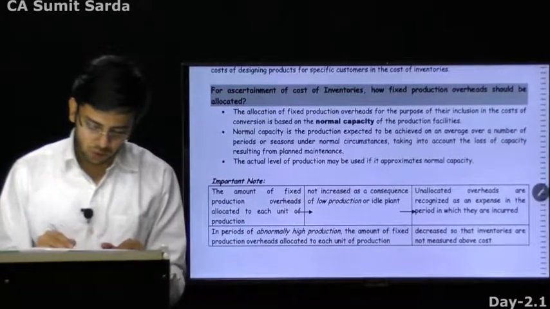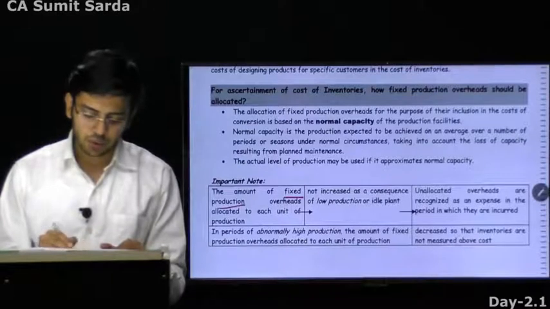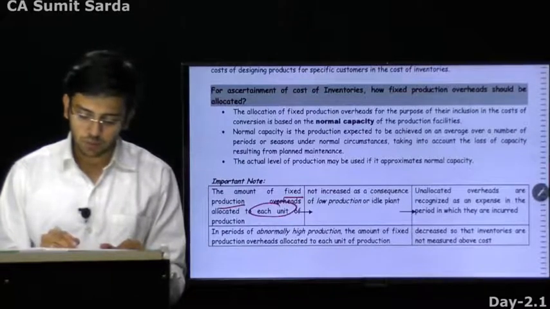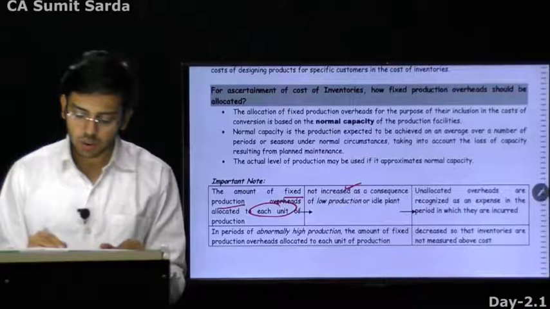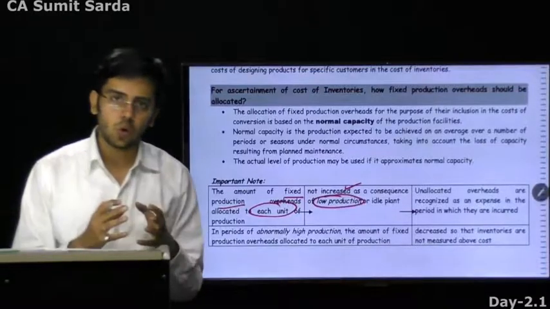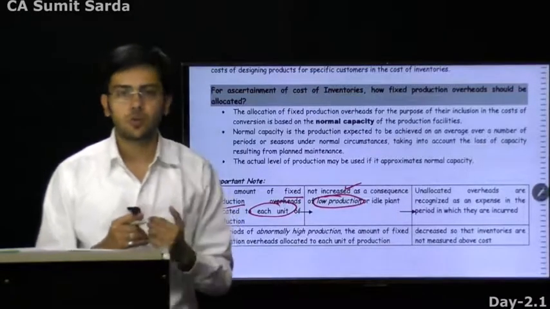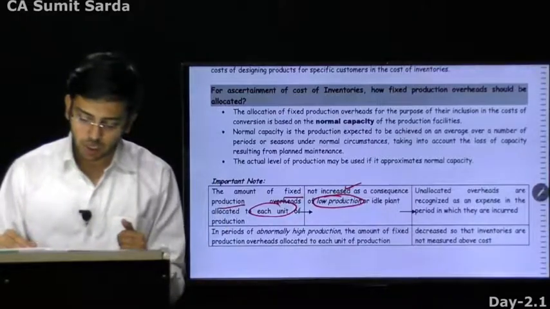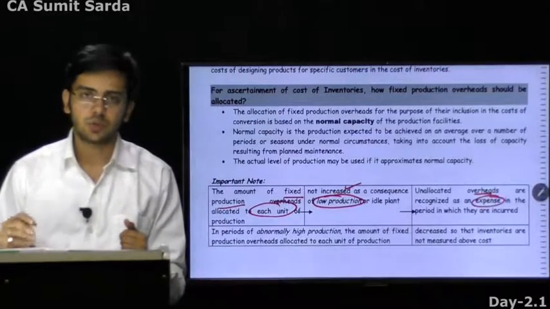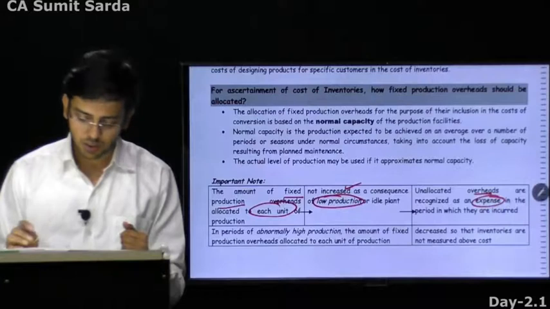We'll talk about fixed cost. The amount of fixed production overhead allocated to each unit is not increased as a consequence of low production. If you are producing low, you are not going to increase your per unit fixed production overhead. Unallocated overheads are recognized as expense. Something which is not allocated is recognized as expense.